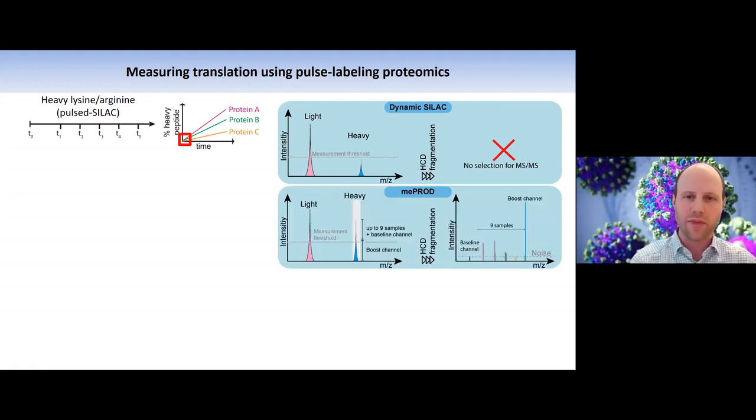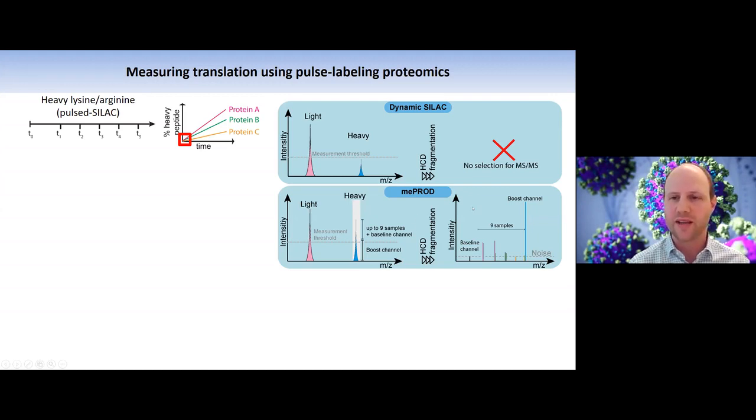And what we came up with is, I think, a good solution for that. It's a method we call mePROD, or multiplexed enhanced protein dynamics, where, and I will stay away a bit from the technical details, we use a tool called tandem mass tags that allows us to multiplex samples in proteomics, similar to what we do in next generation sequencing. And what that allows us to do is to include one channel that is what we call a boost channel that is fully heavy labeled and pushes the signal for the other 9 samples in the peak up here. So we have a big enough peak now that becomes detectable.